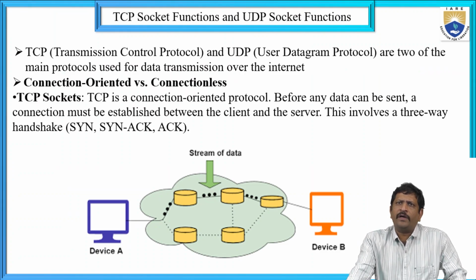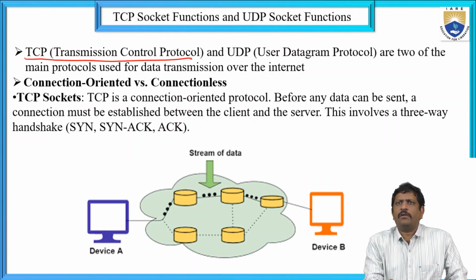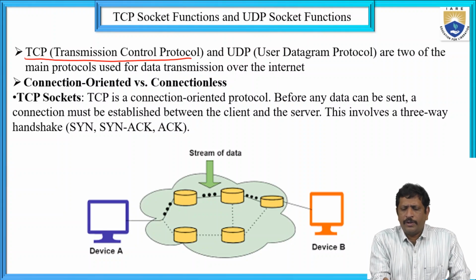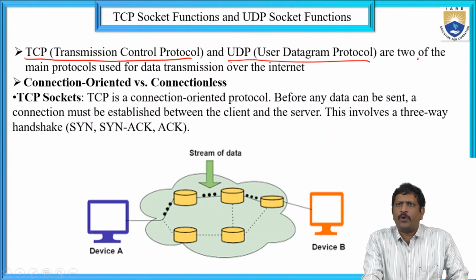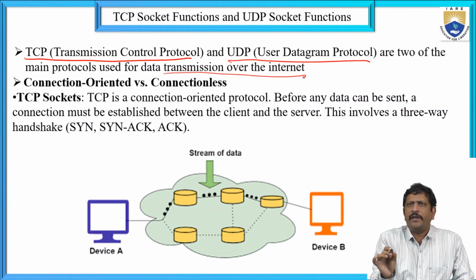TCP socket functions. TCP is nothing but the Transmission Control Protocol. That means it is a connection oriented protocol. Generally, two devices are connected, and between these two devices the data transmission can be done with the help of the TCP protocol, the Transmission Control Protocol. UDP stands for User Datagram Protocol. These are the two main protocols used for data transmission over the internet.